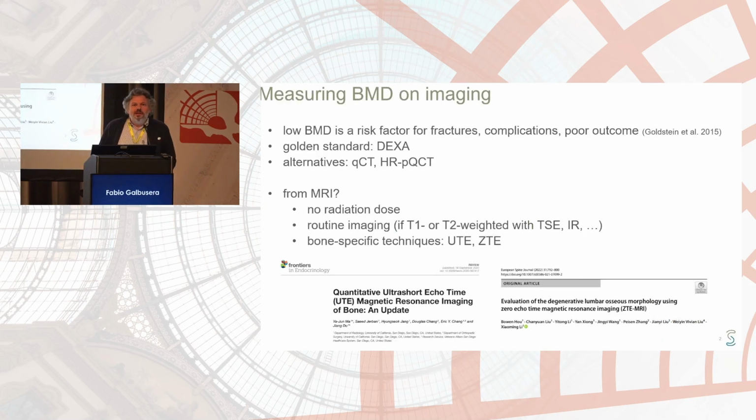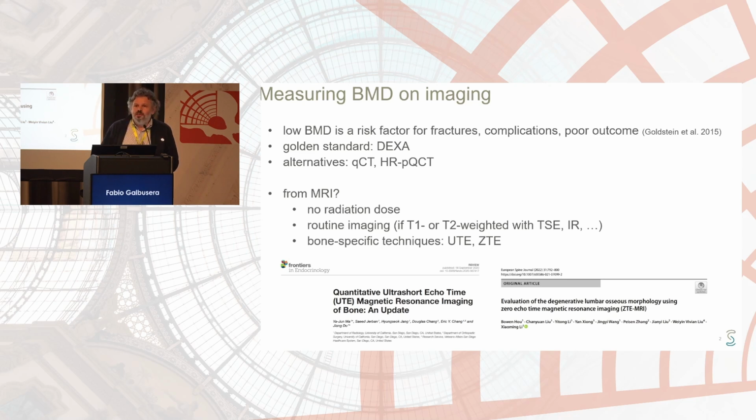So we all know that BMD is a very important parameter, and low BMD, bone mineral density, is a risk factor which is associated with fractures, complications, and a poor outcome after surgery. BMD is typically measured using DEXA. There are some alternatives like QCT and pQCT, but what we try to do in our project is to see if we can estimate BMD from MRI.